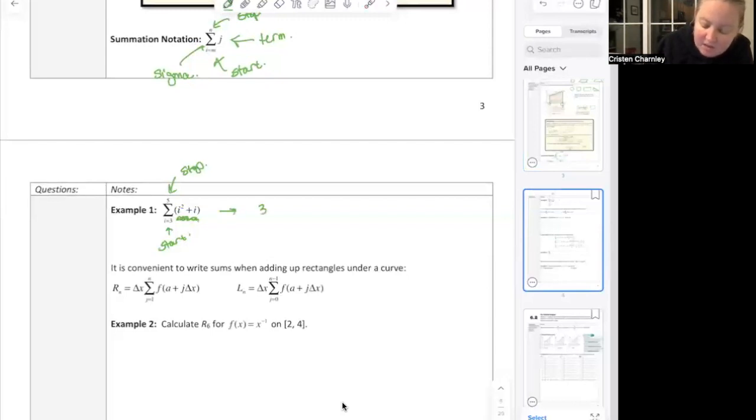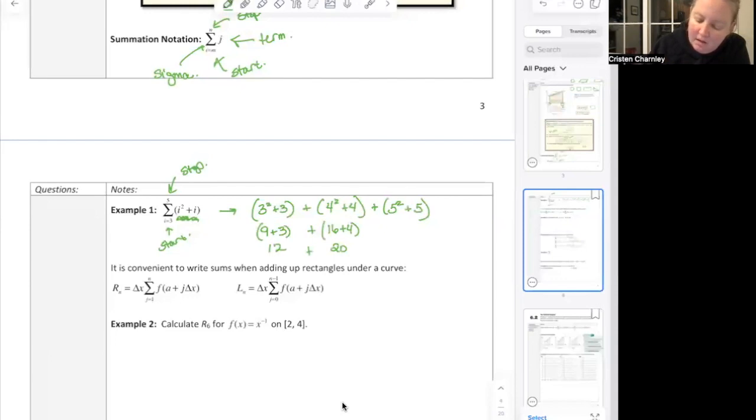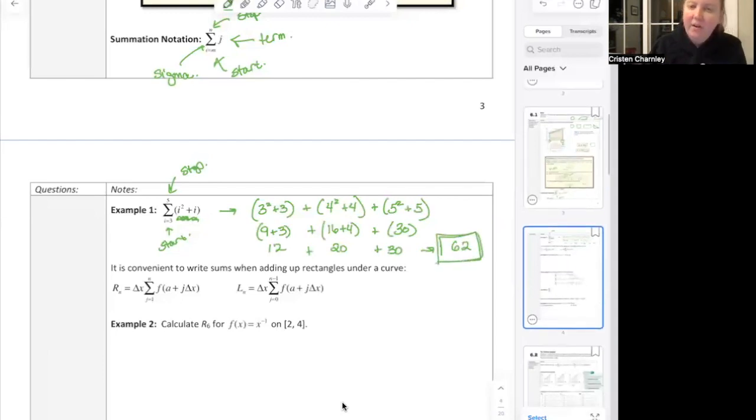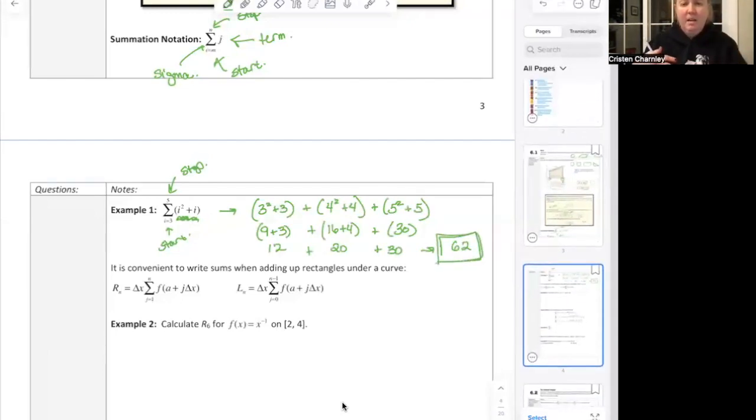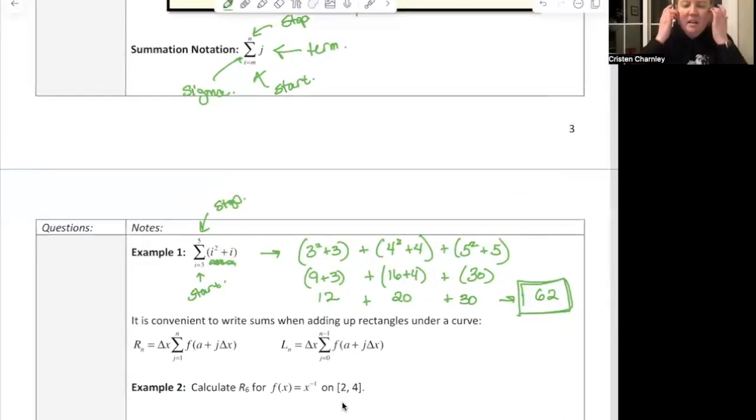So this becomes 3 squared plus 3, 4 squared plus 4, 5 squared plus 5. So then we'll go through and figure out what this is. So I've got 9 plus 3, which is 12, 16 plus 4, which is 20, and 25 plus 5 is 30. So 50, 62. So it's another way to write adding, or that sum of something.